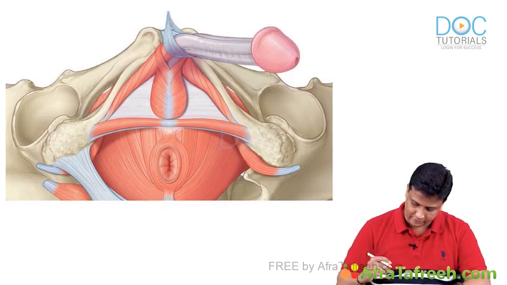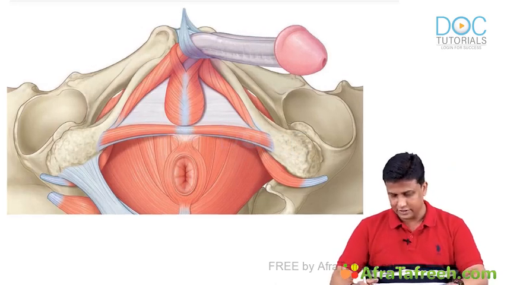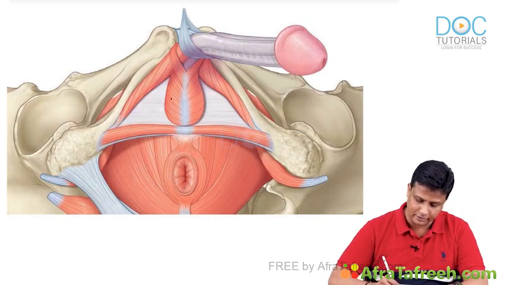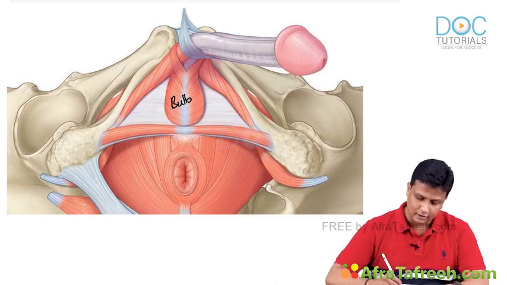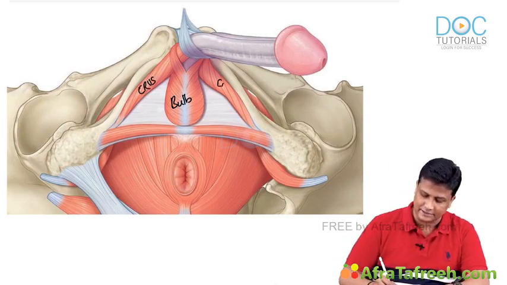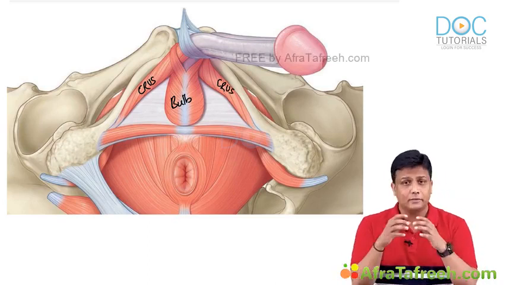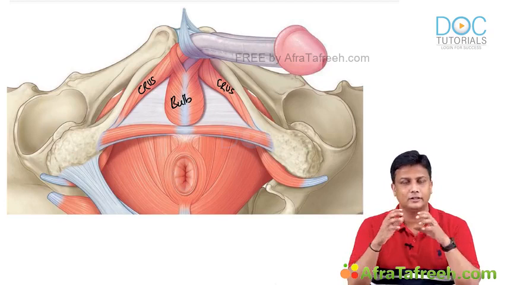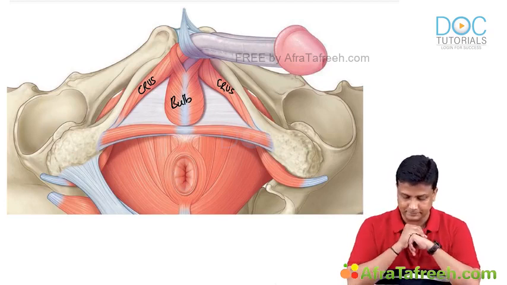Look at this diagram here of the male perineum. Now in this male perineum, first of all, you will be able to see a bulb of the penis. This is the bulb of the penis. And this here will be the crus of the penis on either side. So there will be a bulb of the penis and there will be crus. All of them combine together to form the penis.